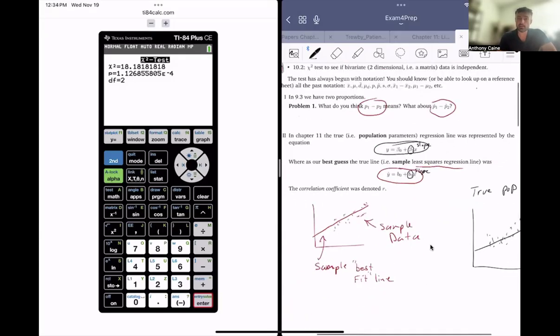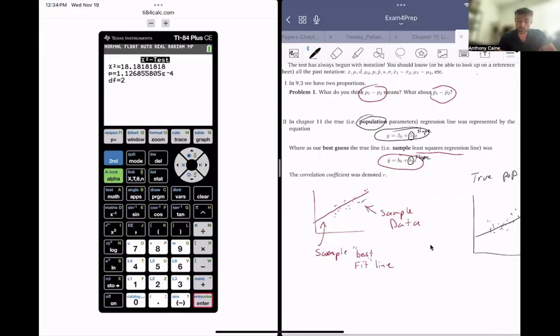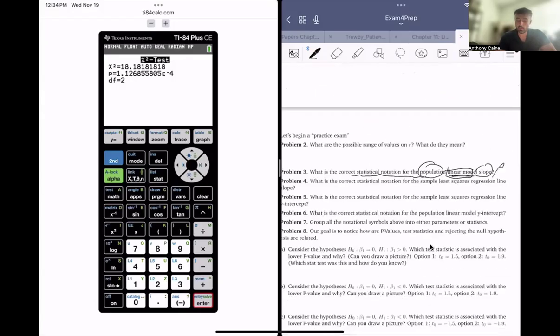I say all that because every exam that we've had has notation questions. And something that the exam might ask is, what's the correct statistical notation for the population linear model slope? Linear model is just talking about a best fit line, a regression line, a least squares line. These are all names for the same idea. And they want to know what's its slope. So population level, linear model, slope, it's beta 1. Okay, beta 1.